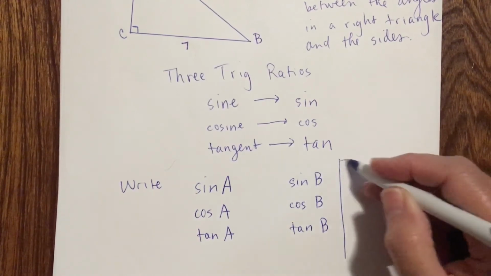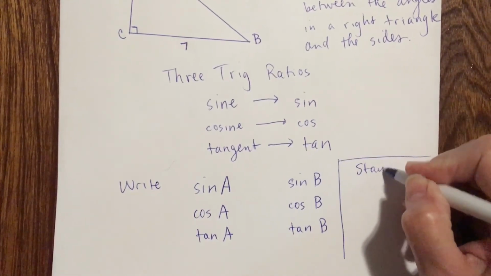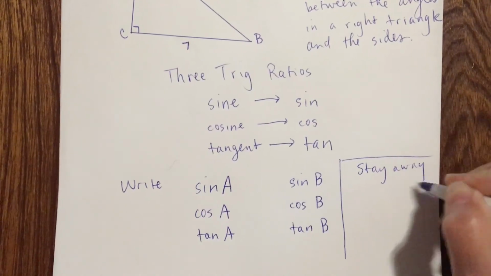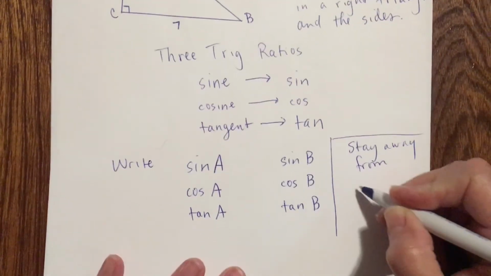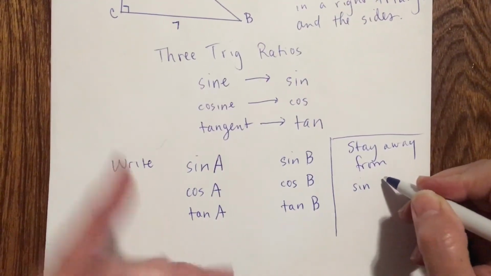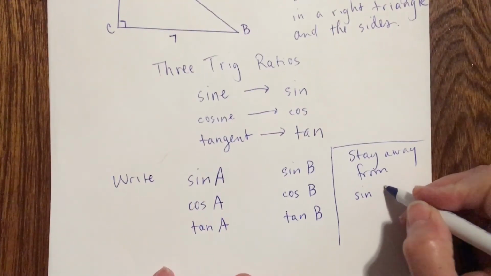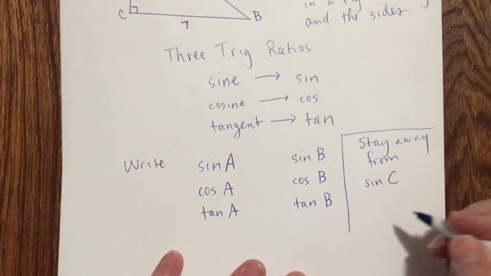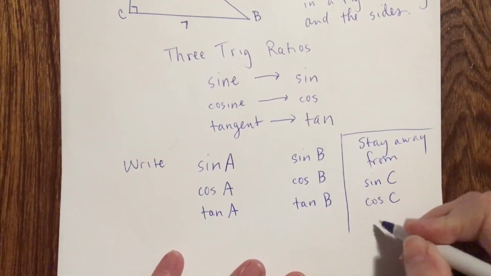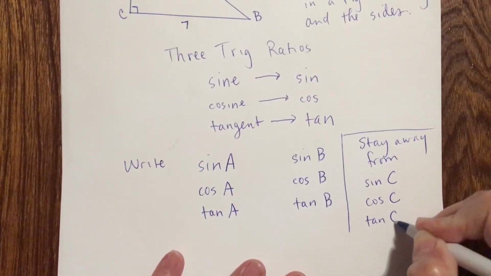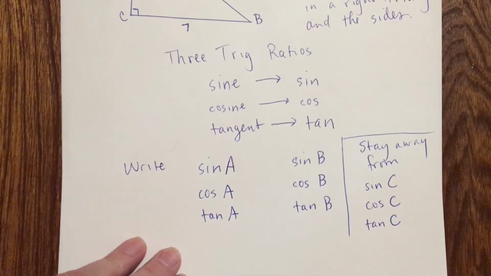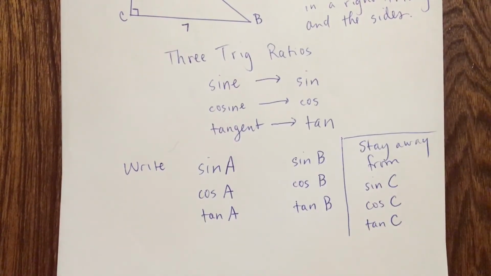So I'm going to write that. In fact, I'm going to write stay away from sine. In my picture, C is the right angle. So I'm going to write sine C, cosine C, tangent C. So I've talked a little bit about the trig ratios. I've talked about their abbreviations. Let's do another video where we talk about what the ratios really are.